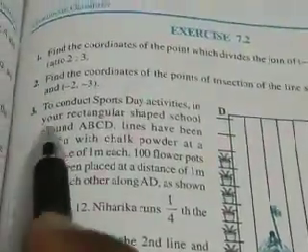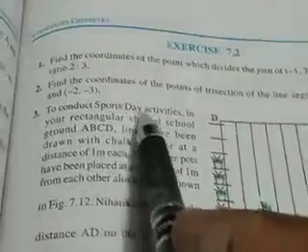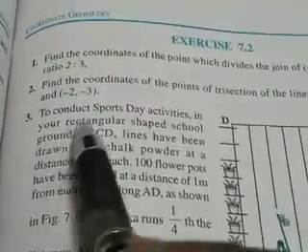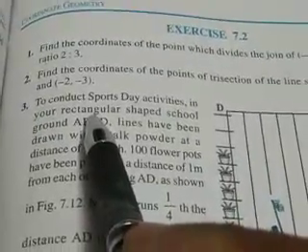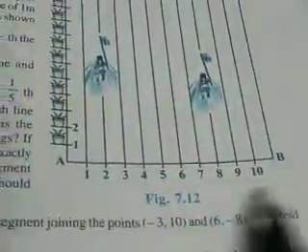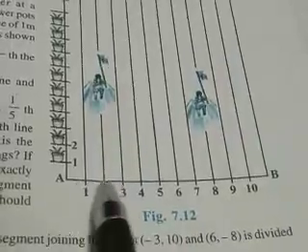Okay, students, question number 3 of 7.2: conduct sports day activities in your rectangular school ground ABCD. Here it is, A B C D. On AD, we placed 100 flower pots at 1 meter distance, and on AB, 10 lines are drawn, also at 1 meter distance.